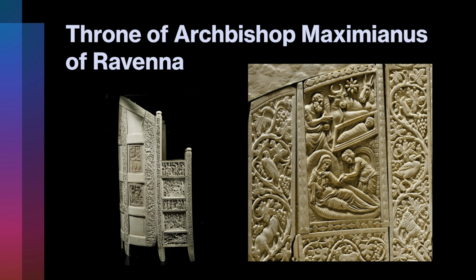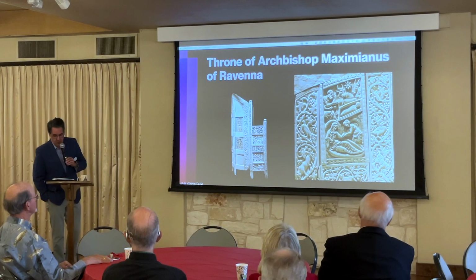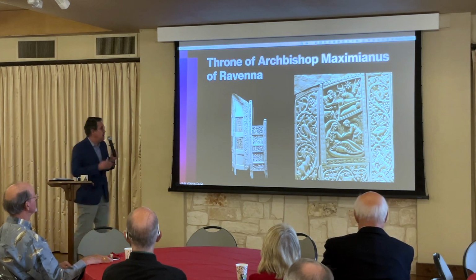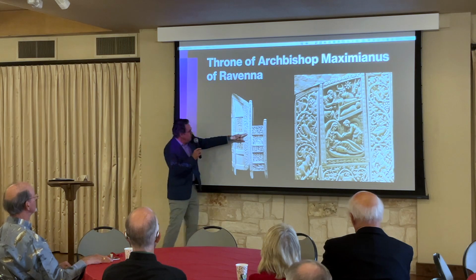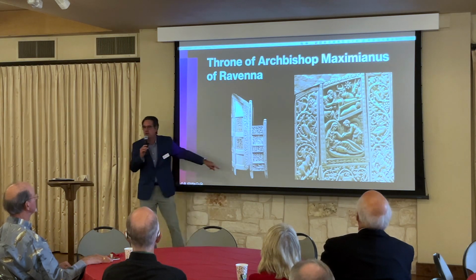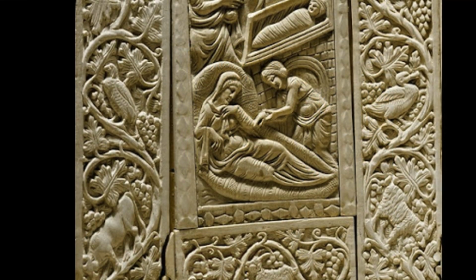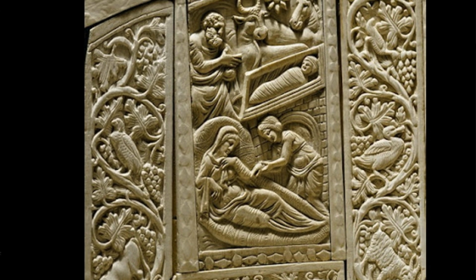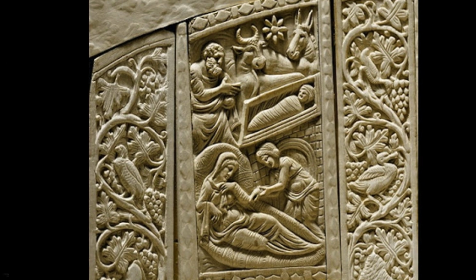This is a throne from Archbishop Maximianus of Ravenna. And this was done in the 6th century. It's believed to have been carved probably in Greece and then taken to Italy and assembled. And on this throne, there are different pictures of different scenes from Scripture. And you're going to hear this again and again, but if you can't read, how do you tell the story? You tell the story in pictures. So these are all scenes from the Scriptures.